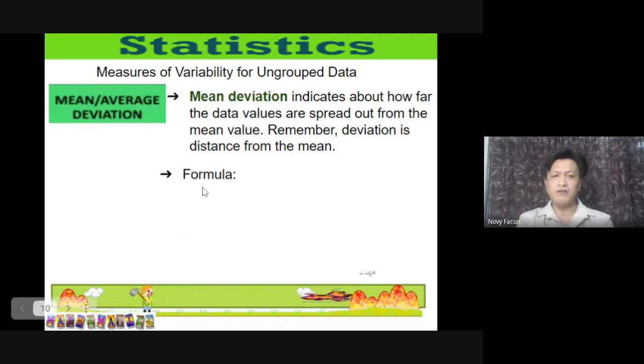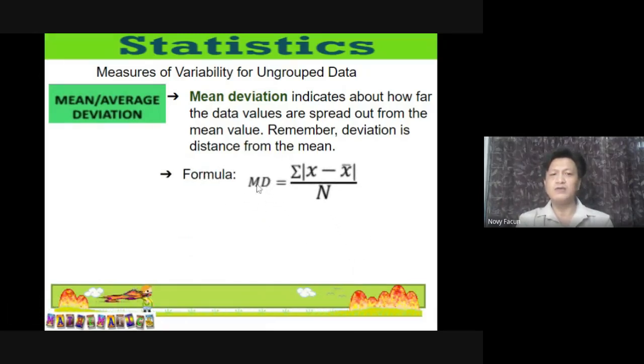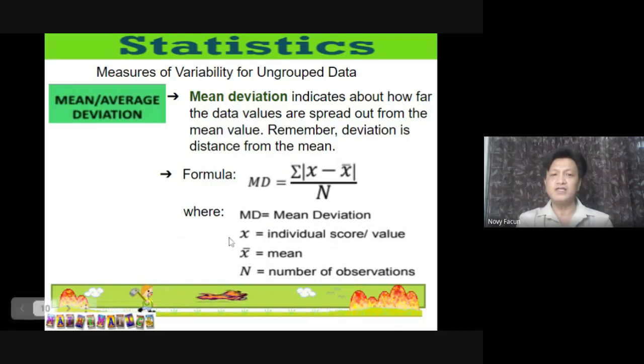So, meaning to say, the formula for the mean deviation is equal to, ayan. MD stands for mean deviation, is equal to the summation of the absolute value of X minus X bar, divided by N. So ano nga ba ibig sabihin ng parts dito sa formula natin? MD stands for the mean deviation, X is the individual score or value, X bar, ito yung mean natin, N is the number of observations or ito yung bilang ng data natin.